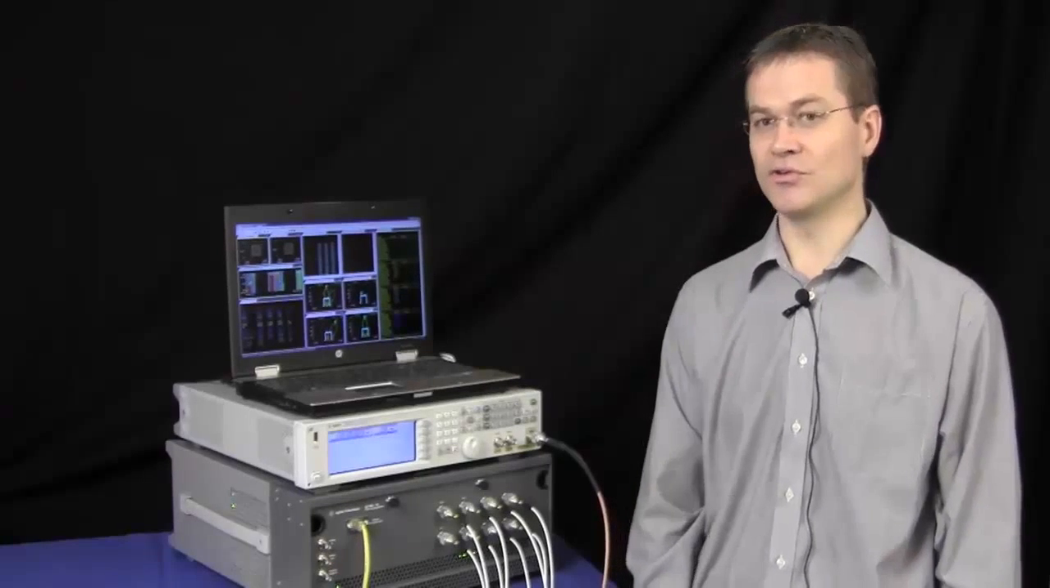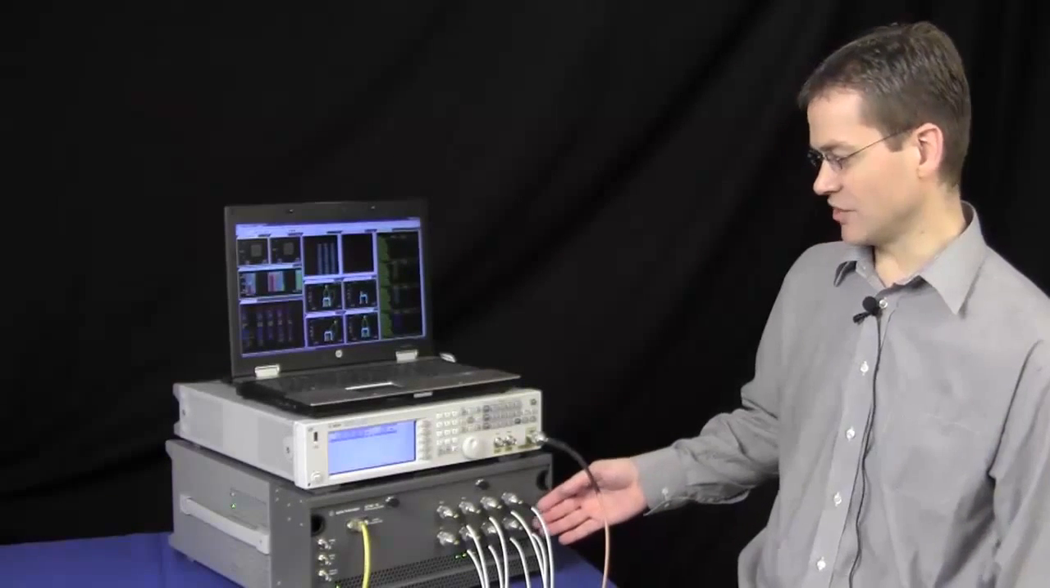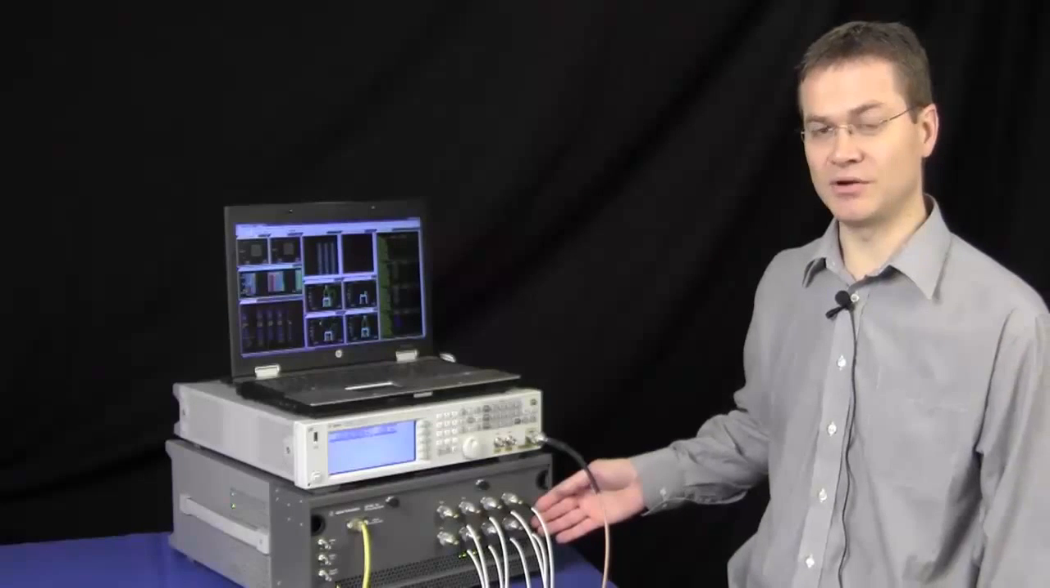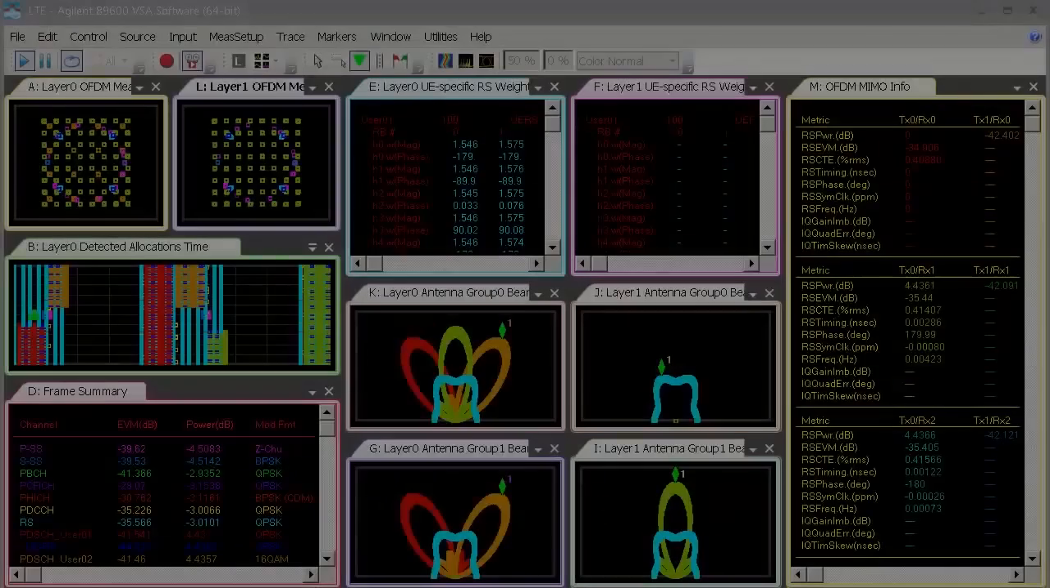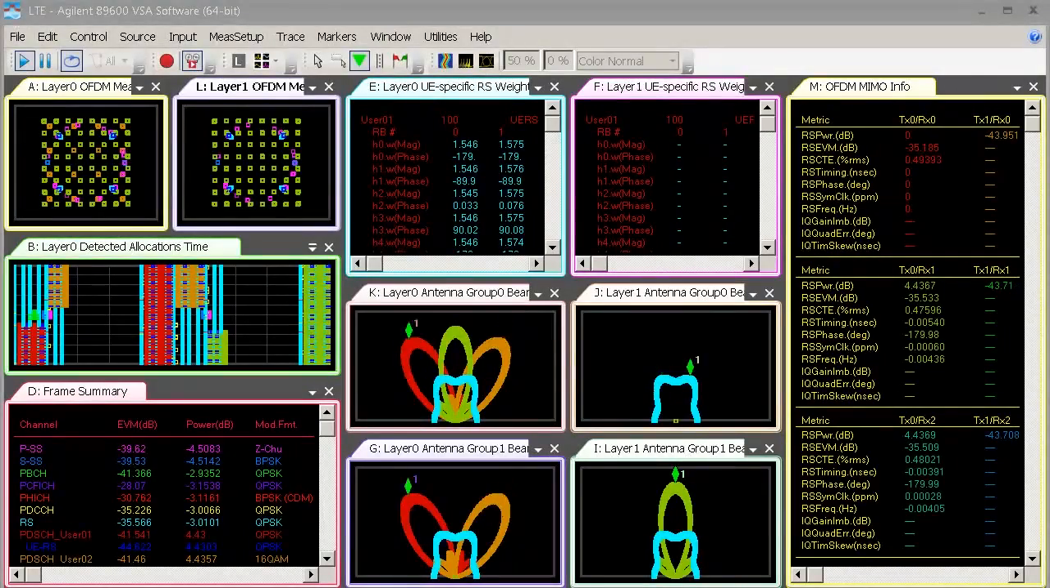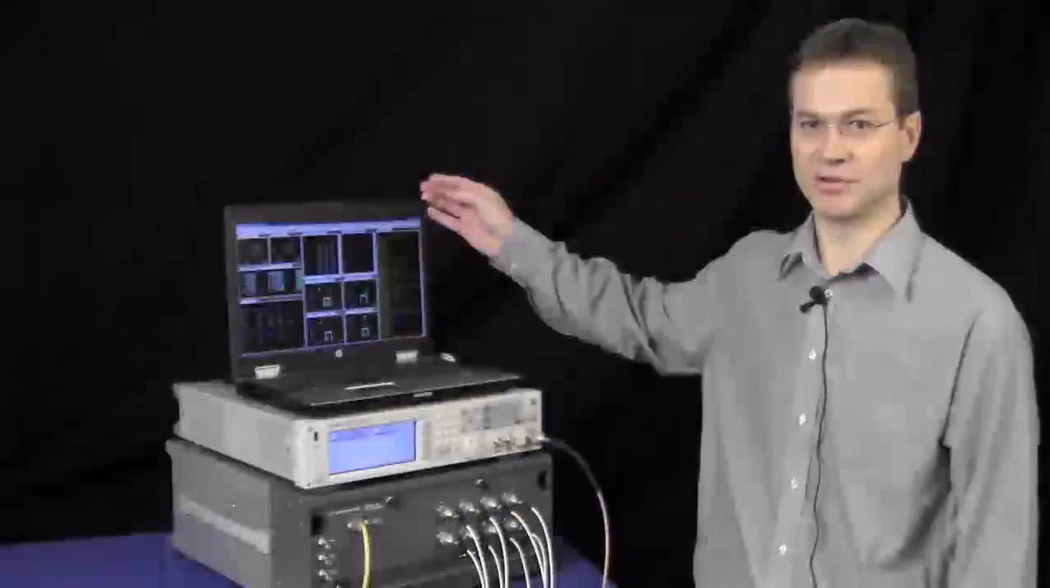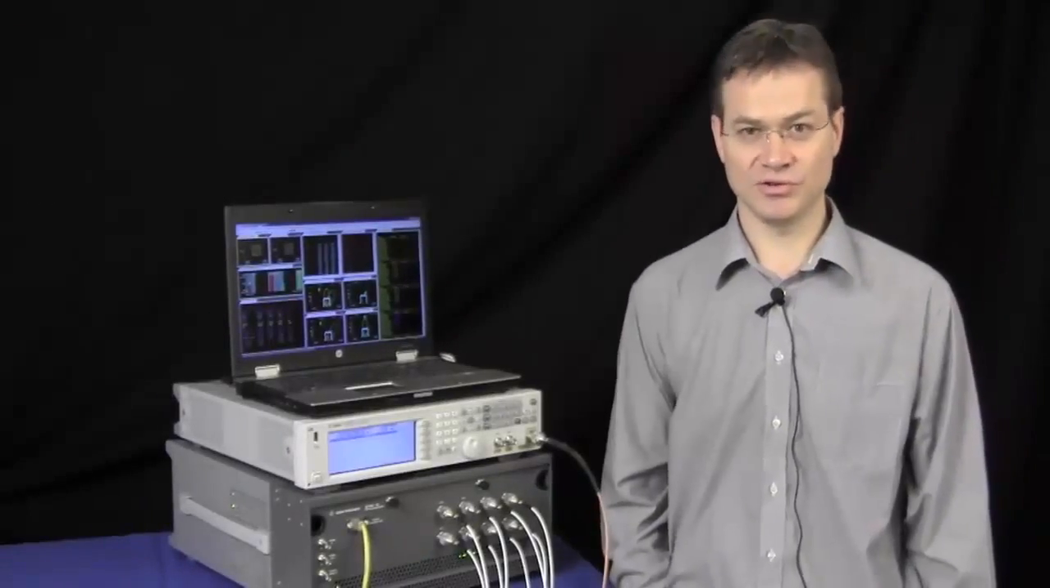I'd like to introduce to you the Agilent N7109A multi-channel signal analysis solution, along with the 89600 VSA software installed with the TD-LTE measurement application. Together, this solution will solve that problem.